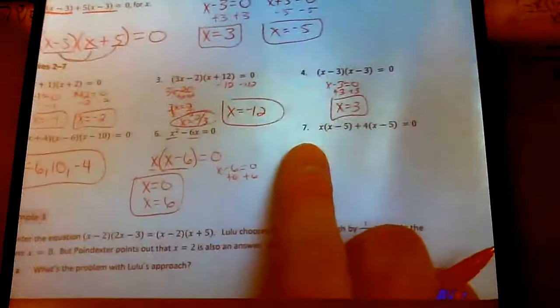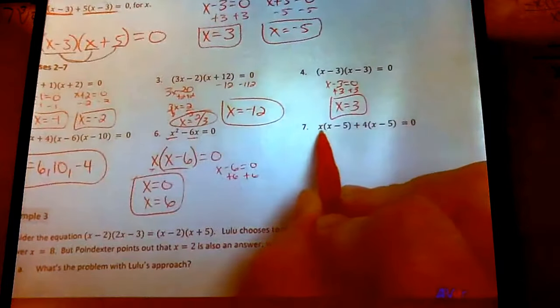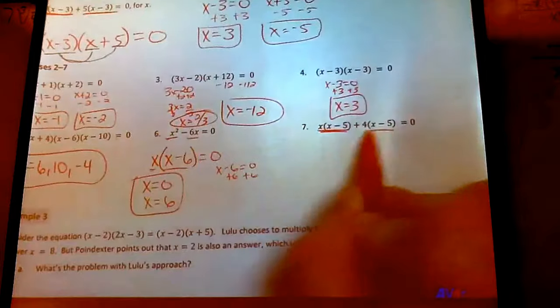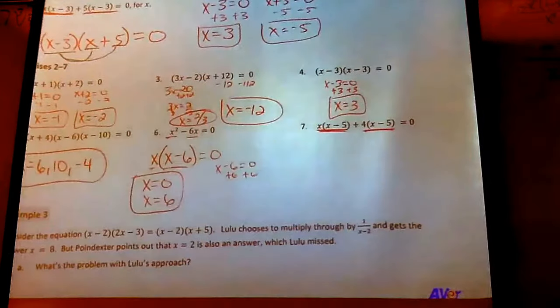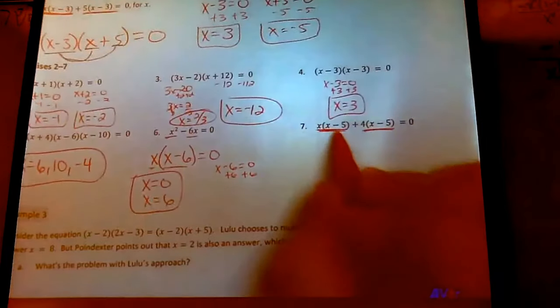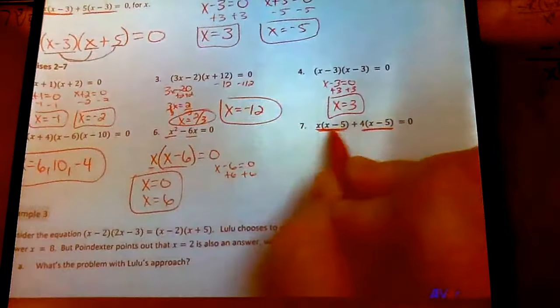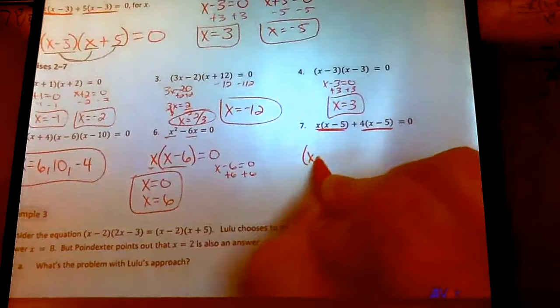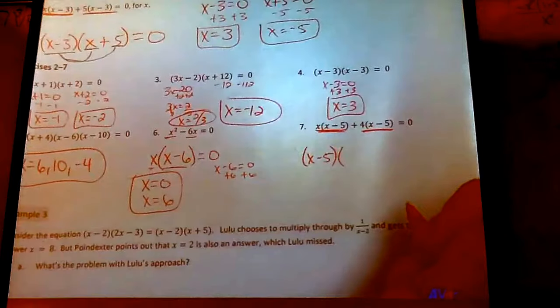Last one here. Looking at these two things, I'm telling you these are going to be the hardest ones, but once you see it, it's really not that bad. X minus 5 is what they have in common. You see that? They both have x minus 5. So we'll write that down first, x minus 5. And then we're going to put parentheses and go, x plus 4.